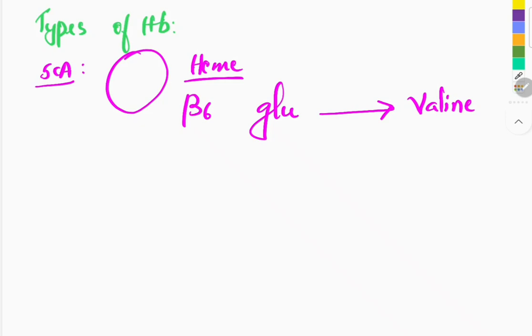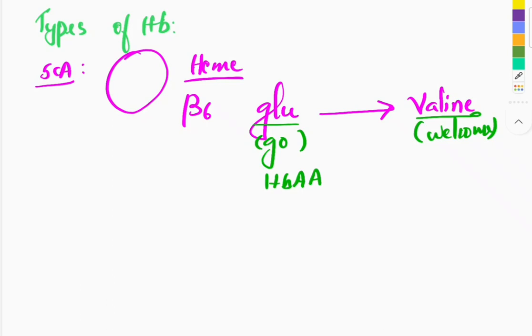So how will you memorize it? Gluta, G for go away. So glutamic acid is going away and valine is welcomed. This glutamic acid is the one that is responsible for HbAA, that is adult hemoglobin, and in patients who have sickle cell anemia, valine is there instead of glutamic acid. So valine gives the hemoglobin SS variety.